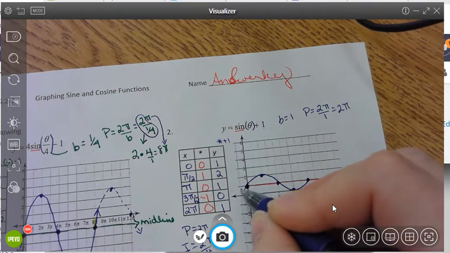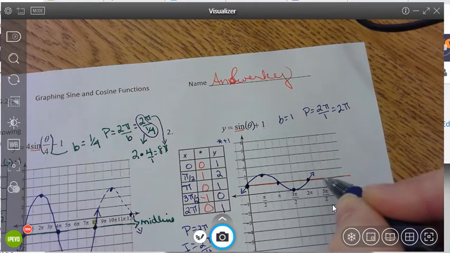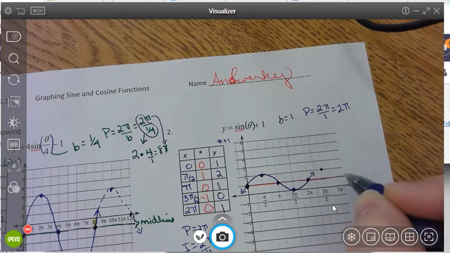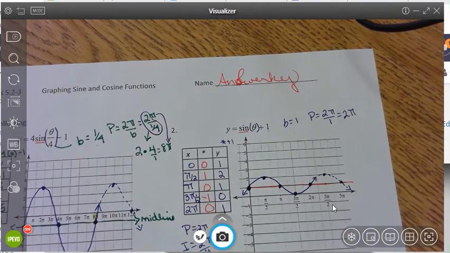Now, I can put an arrow on the end of this to know it keeps going. If I wanted to know what was going to happen, I would skip 2, and this is where it goes up 1, skip 2, back down 1. Technically, it would curve and keep going like that. Okay? All right. Let's look at the next one.